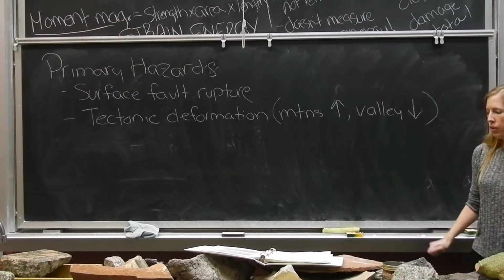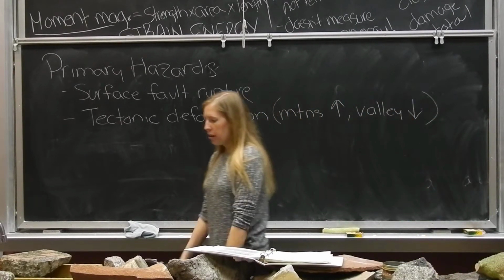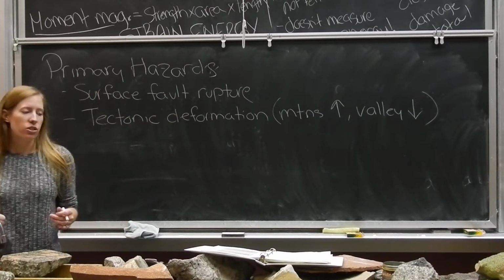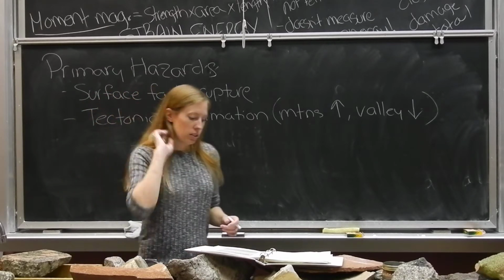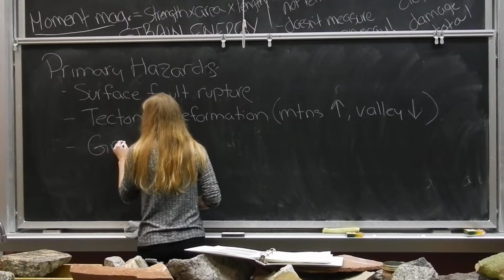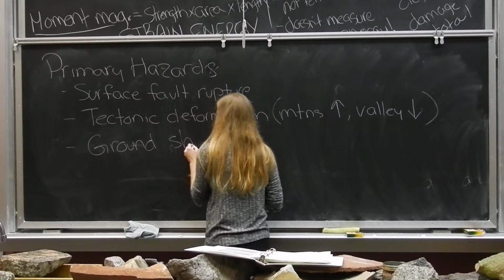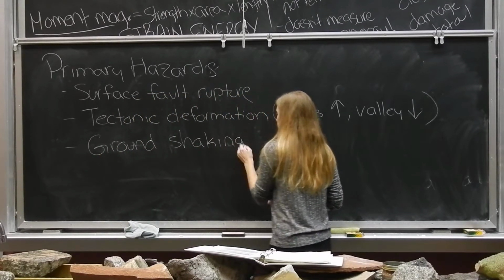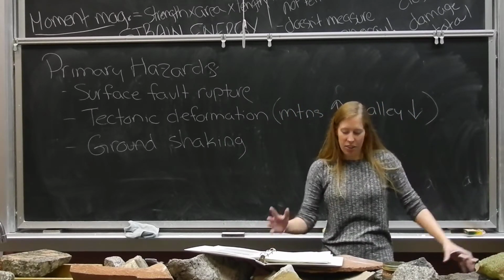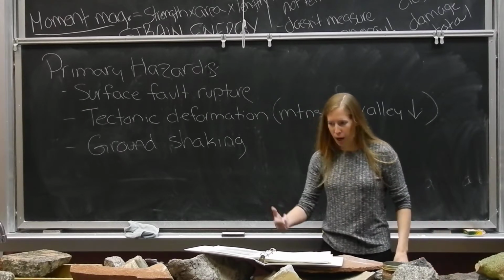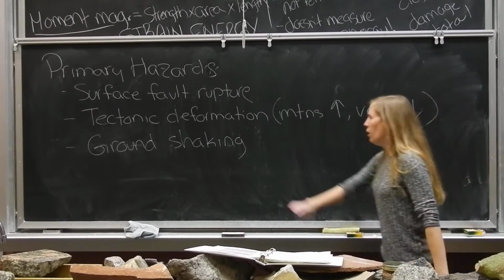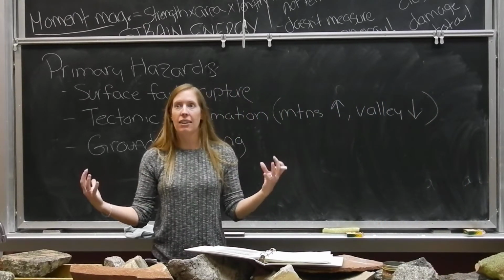Tectonic deformation. If we were by Alaska and we had a megathrust earthquake, magnitude 9.2, we could pop up as much as 8 meters. Interesting things will happen. And then we have our ground shaking. Everything, including the video camera, all these rocks. In fact, if I go under this desk, these rocks will probably fall on me. That would be very painful. But these are our primary hazards that happen as the earthquake goes off.